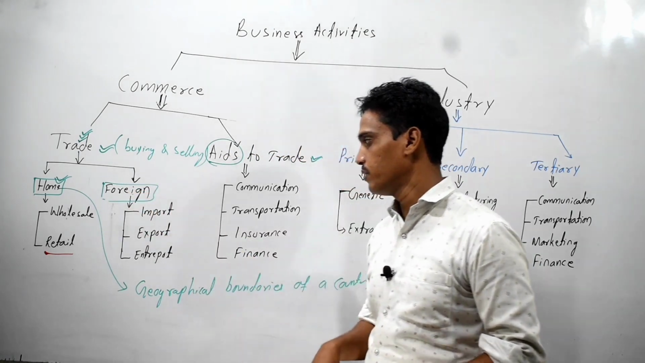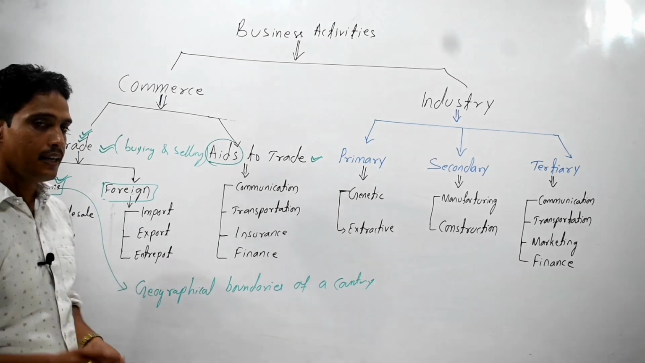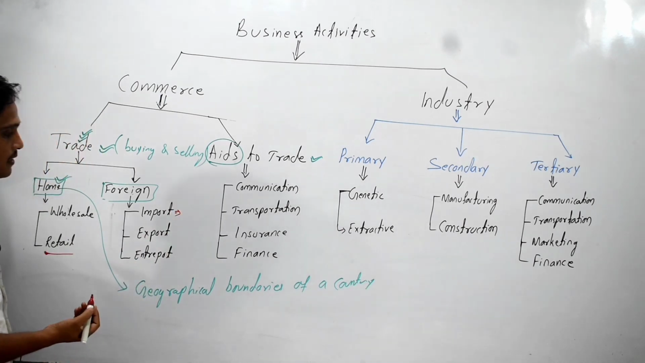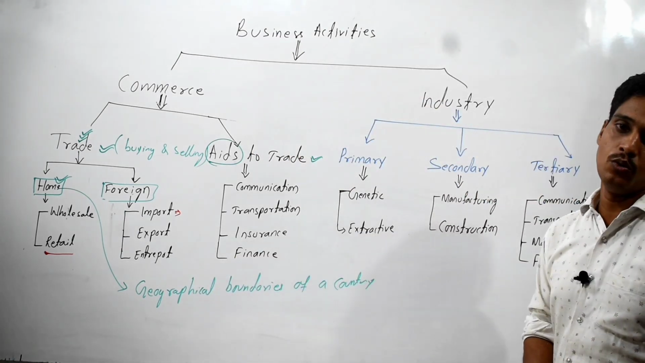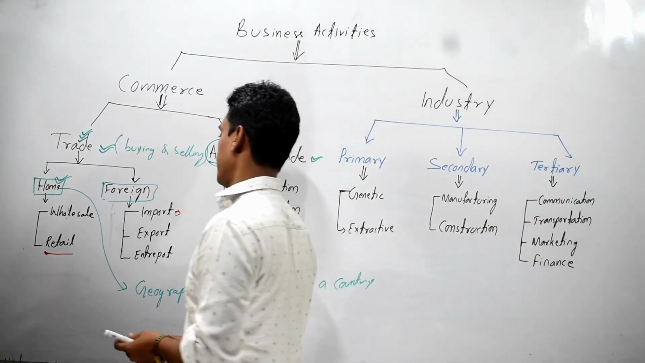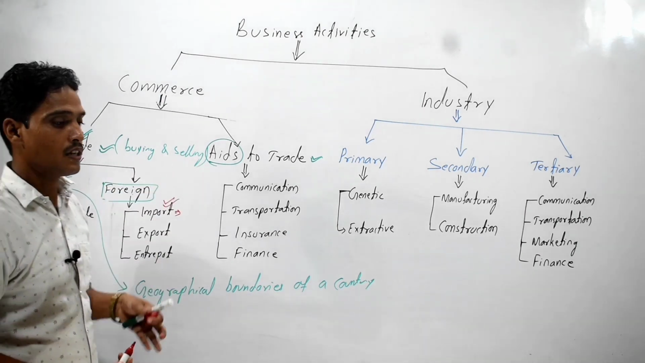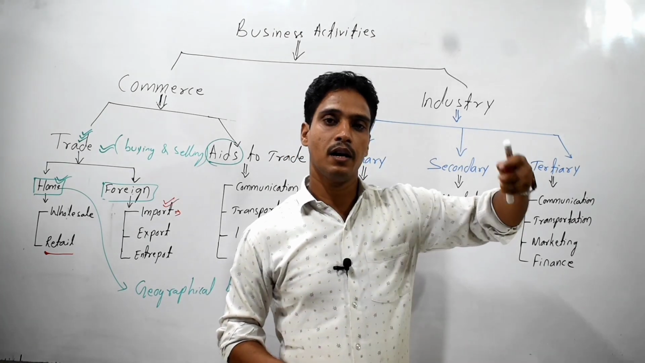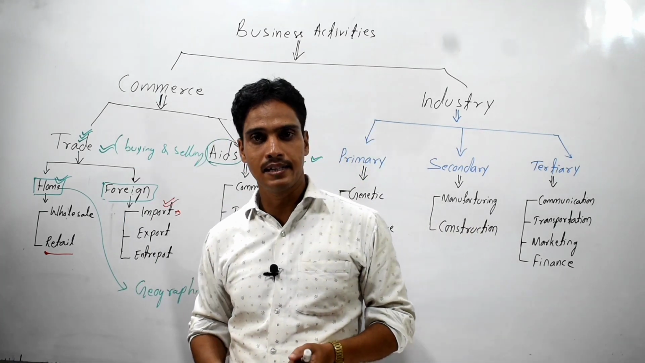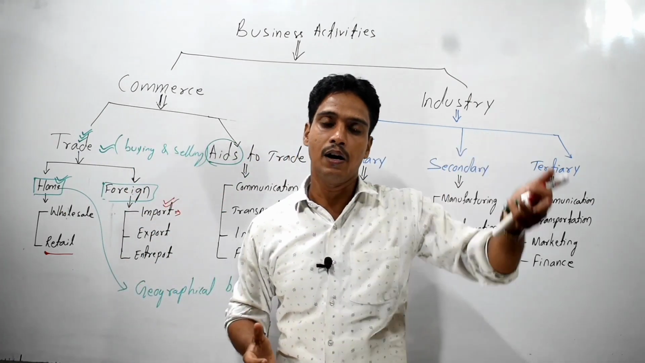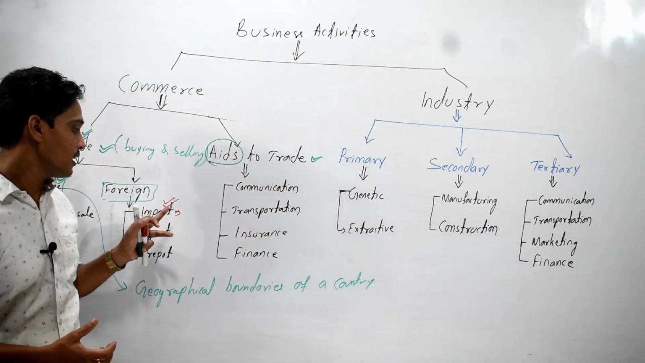Again, foreign trade is divided into three types. First one is import trade, second one is export trade, and third one is entrepot trade. Import trade means the trading activities which are concerned with purchasing goods or buying goods and services from foreign countries, that is called import trade. That means the trading activities which are concerned with buying certain goods from outside of India. We may purchase goods from Australia, we may purchase goods from South Africa. That means if we purchase certain goods or services from foreign countries, that is called import trade.